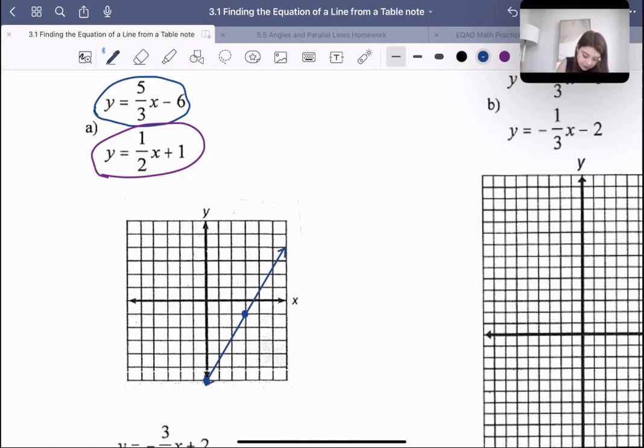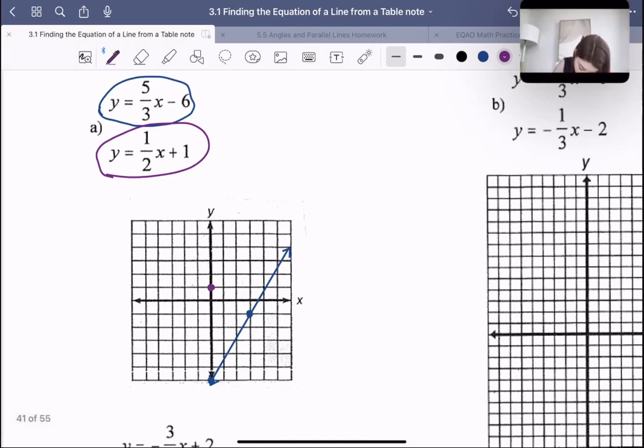Okay, now let's do the purple one. So the purple one is a half x plus 1. So we're going to start with our first point as plus 1 right there. And where's our next point? Well, our slope is 1/2, right? So rise would be 1 and run would be 2. So it would be there like that. And then we'll connect the dots here. There we go. And looks like they meet.